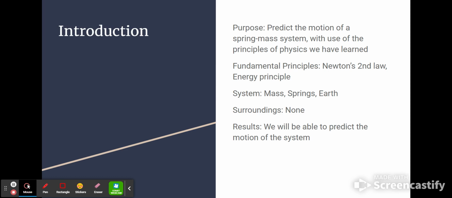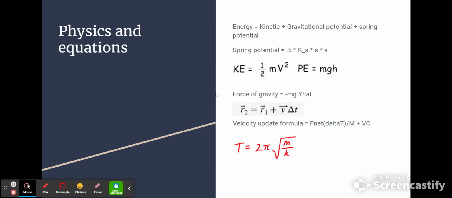Our system is the mass, the springs, and the Earth, so therefore our surroundings are none. And with this, we know that our change in energy can be zero, which will be useful for the calculations. In our results, we will be able to predict the motion of the system.